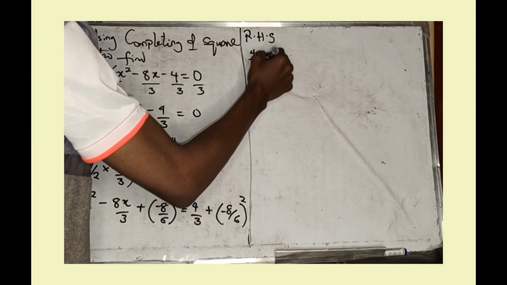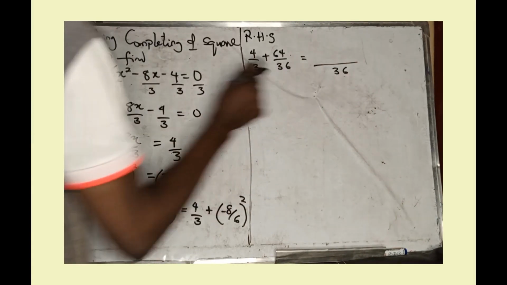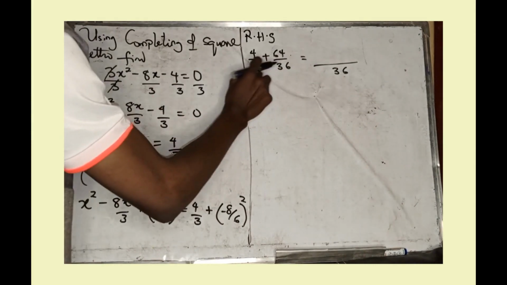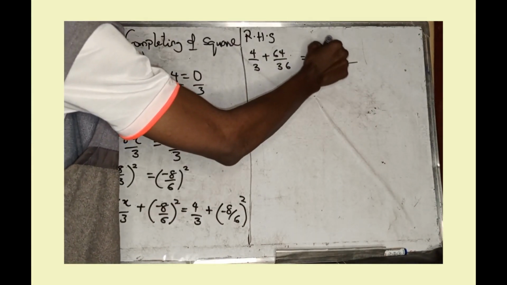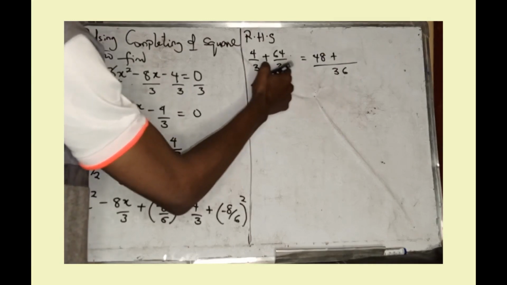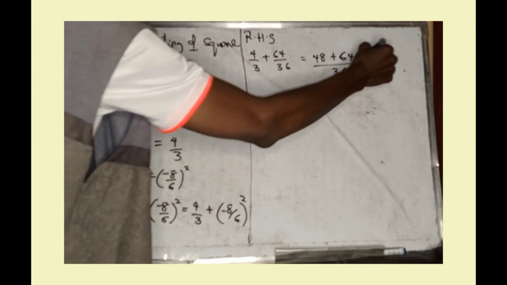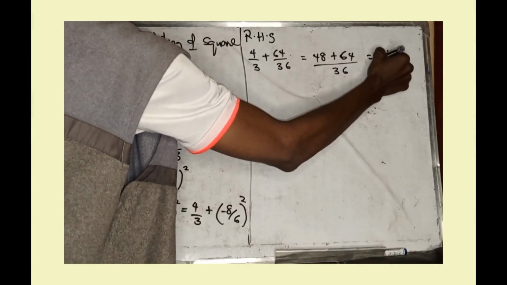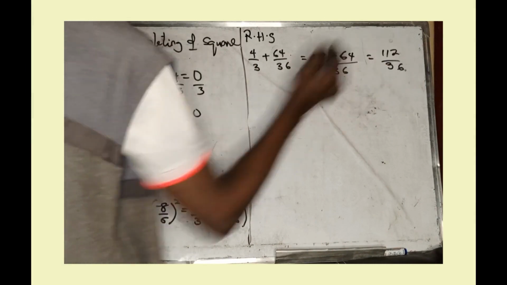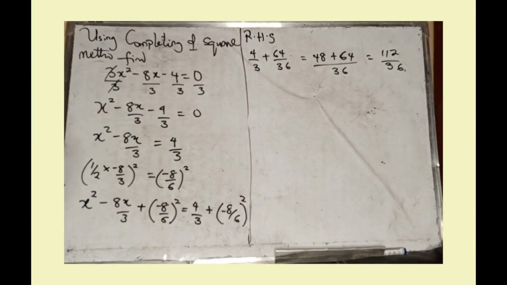Now let me get the LCM here. Definitely it is 36, right? Now I'm just solving the right hand side. 36 divided by 3 is 12. 12 times 4 is 48, plus 36 divided by 36 is 1, times 64. So here is 64, guys. And 48 plus 64 would definitely give me 112 divided by 36. So this will now be in place of this on my right hand side.